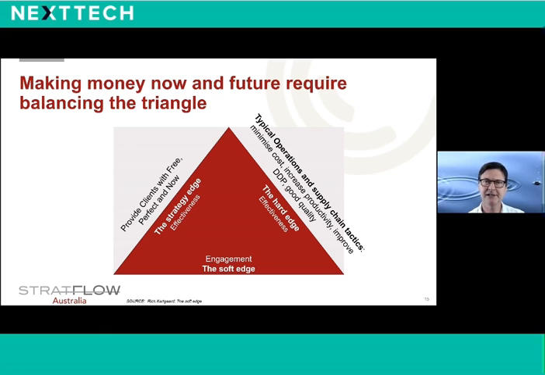And then finally, to keep these parts of the triangle in balance and push for continuous improvement, we need our employees to bring their best ideas and energy to work to collaborate in the interest of the customer and the organization. And for this, we need trust and cooperation. In other words, engaged workers. So to make money now and in the future, we need to keep the business triangle balanced. And this is the responsibility of management.